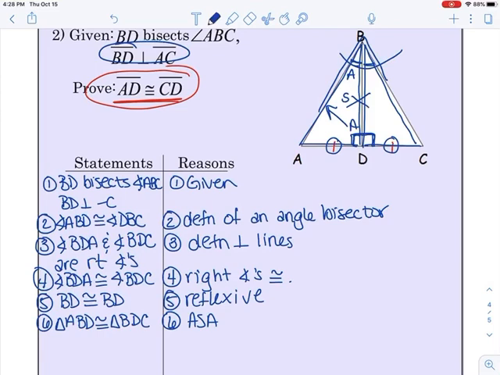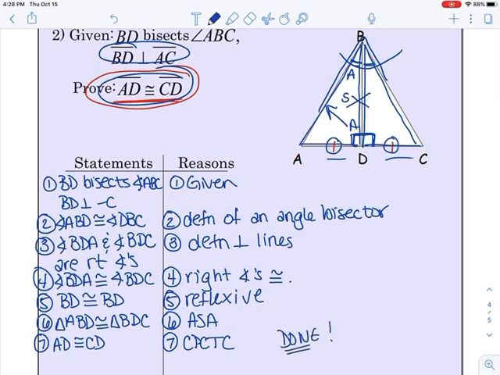And again, that's not what I wanted to prove. I wanted to prove that AD is congruent to CD. Again, the two pieces that are marked off in red. And now the reason that those two things are congruent is because now they're corresponding parts of congruent triangles. So those two things are going to be congruent by CPCTC. And you are done.